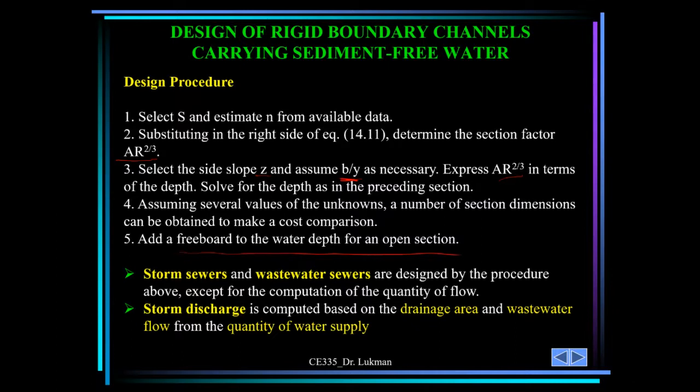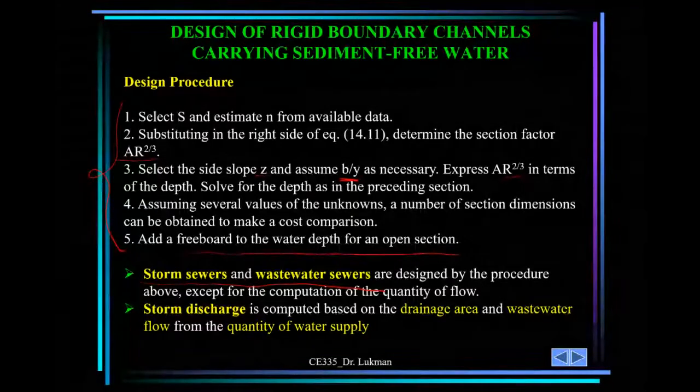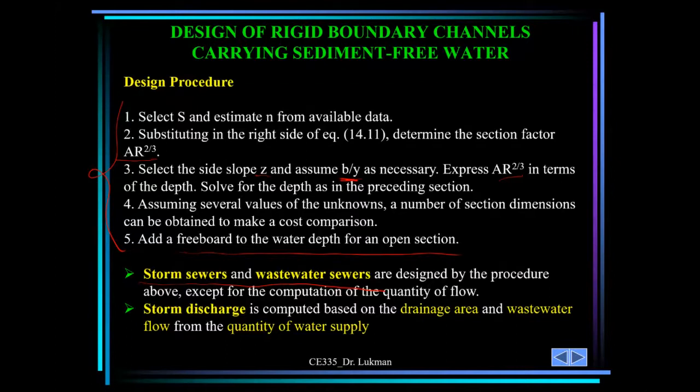This we will implement, all these steps, in the following example. And storm sewers and wastewater sewers are designed by the procedure above, except for the computation of the quantity of flow. Because storm sewers and wastewater sewers, like I mentioned before, are designed as open channel flows, despite the fact that they will be using pipe, but the pipe will not be flowing full, so they are still an open channel case. Storm discharge is computed based on the drainage area, and wastewater flow from the quantity of water supply.